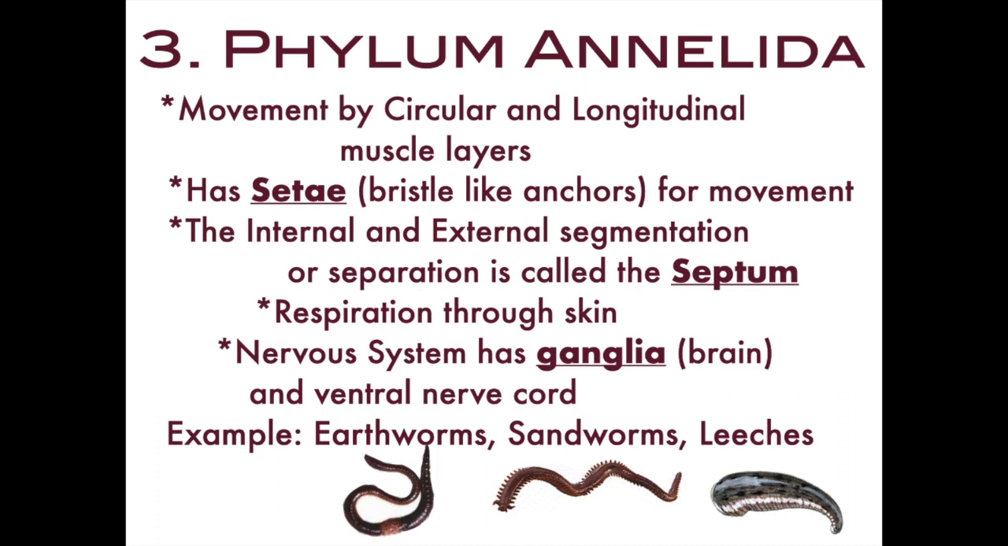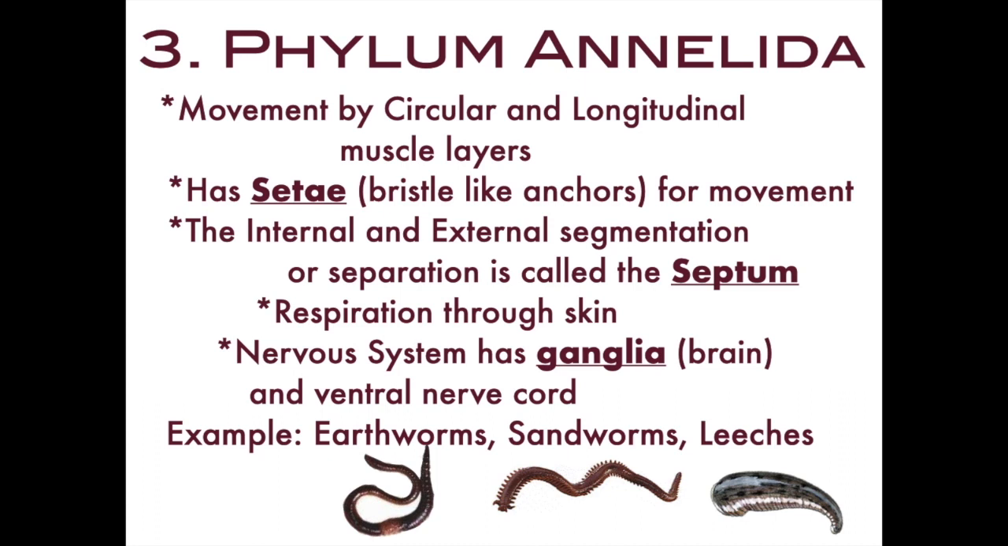Now earthworms specifically have little internal segments and external segments. If you feel an earthworm, you'll feel bumps on it, different segments. And these segments are called septums or septa. Now one famous example in our own body is our heart. Our heart has a septum, a separation between the left and right atria and ventricles. So a separation is called a septum.